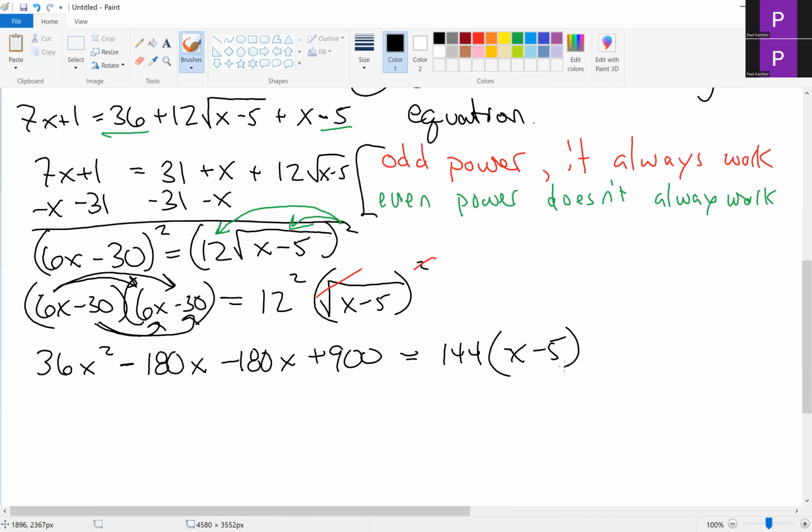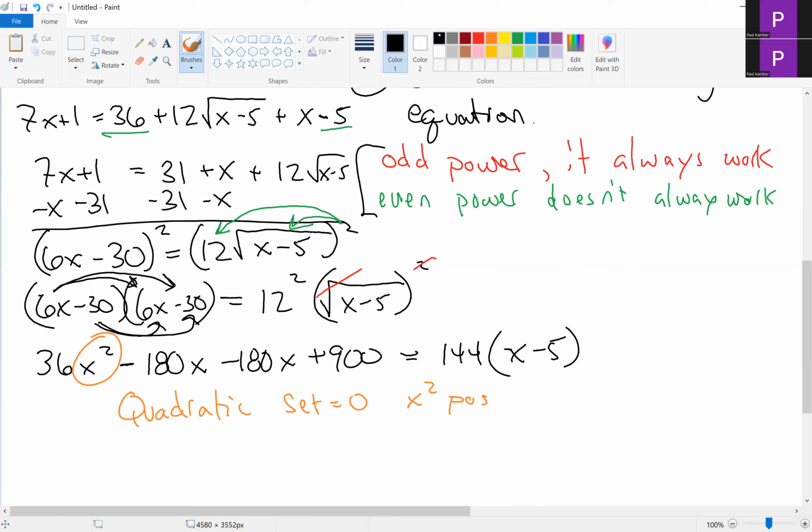Once again, this is a quadratic. How do we know it's a quadratic? Because we have an x squared, right? The quadratic is because there's an x squared. So what do we have to do? We have to set it equal to 0, and we want to keep the x squared positive if possible.